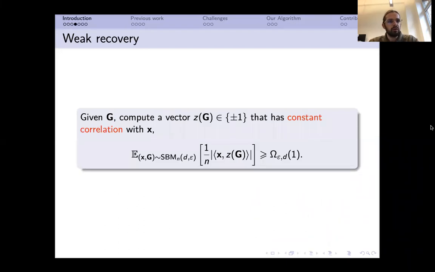The idea of recovering the communities can be formalized as the weak recovery problem. Here we're given G, a sample from the SBM, and we wish to design an algorithm that outputs a vector which in expectation has constant correlation with the community vector. This is what the expectation on this slide is saying.